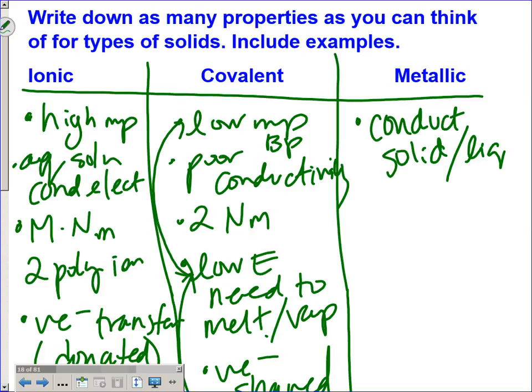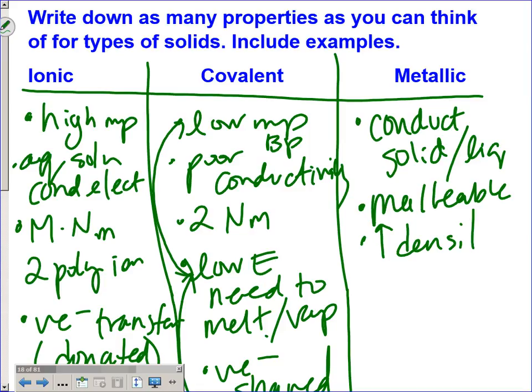Carson's group. Malleable. Love it. Next group. High density generally, which means, do they float or sink on water? You dropped a penny in water. Likely will sink. That's why they have those wishing wells, right? They sink so that people can't steal all the change.